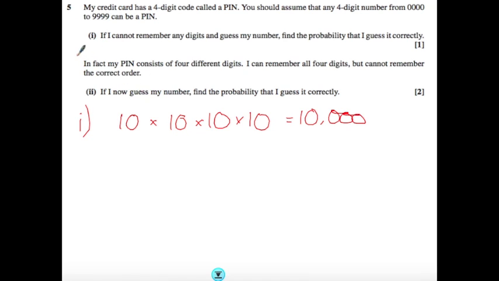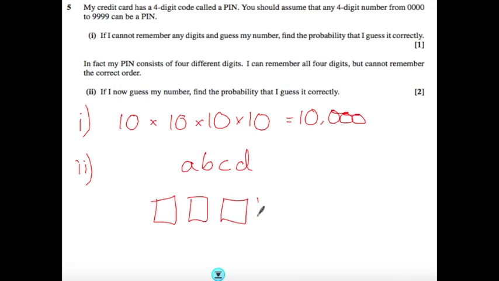Right, good. In fact, my PIN consists of 4 different digits. I can remember all 4 digits but cannot remember the correct order. If I now guess my number, find the probability I guess it correctly. Let's say we know the PIN contains the digits A, B, C, D, but we have no idea what order it is in, and we've got to get all 4 correct. What's the probability we get the first number correct? Well, that's going to be 1 in 4.